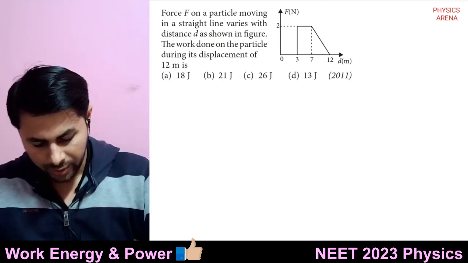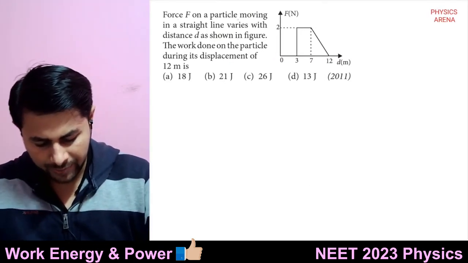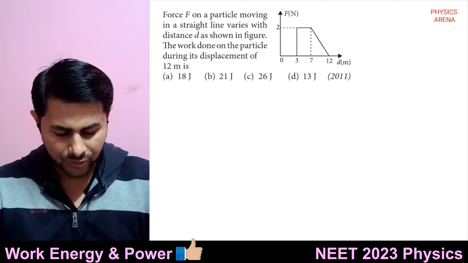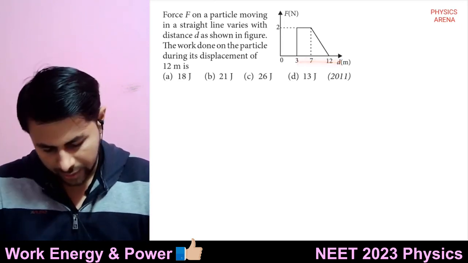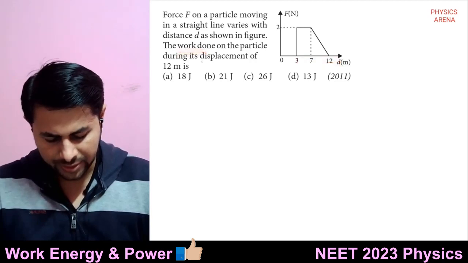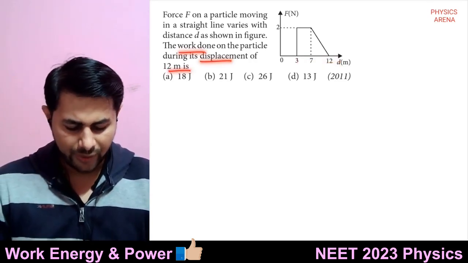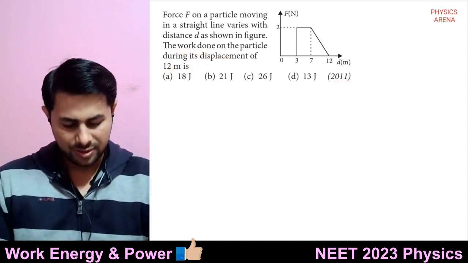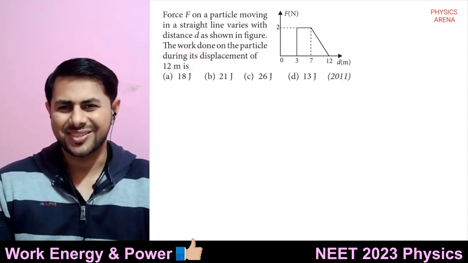or in any direction. Force F on a particle moving in a straight line varies with distance d as shown in this figure. The work done on the particle during its displacement of 12 meters is. So this is from NEET 2011. Very simple question. Tell me the answer.